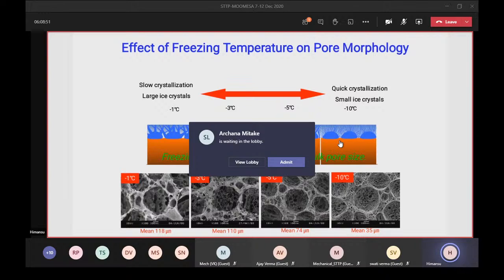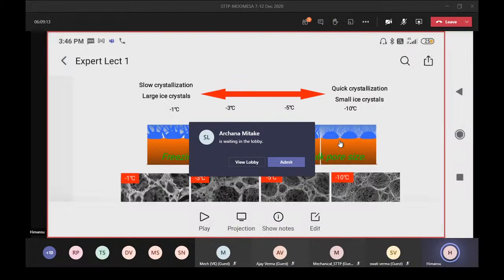So when you lower the temperature from -3 to -5, you have a quick crystallization. When you have a quick crystallization and a small ice crystal formation, it will give small interconnected pores. You can see on the right side of the SEM images very small interconnected pores, very small size. That means this is an optimized surface for some tissue engineering.